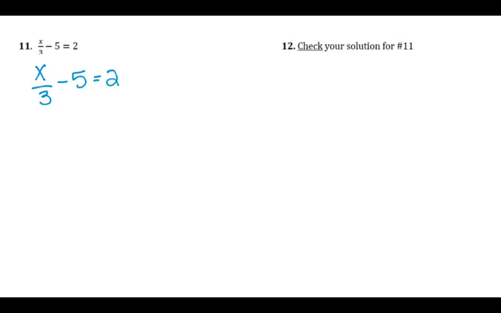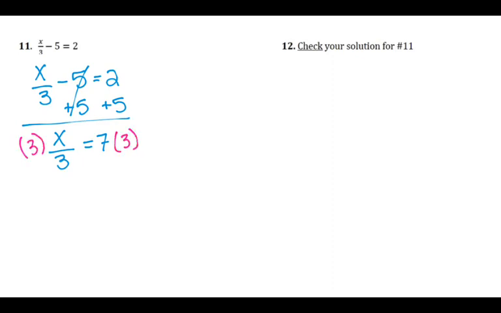So I'm going to start by adding 5 to both sides. That gives me x divided by 3 equals 7. And over here, since I am dividing by 3, to undo that, I need to multiply both sides by 3. Those 3's are going to cancel, so that gives me x equals 21.